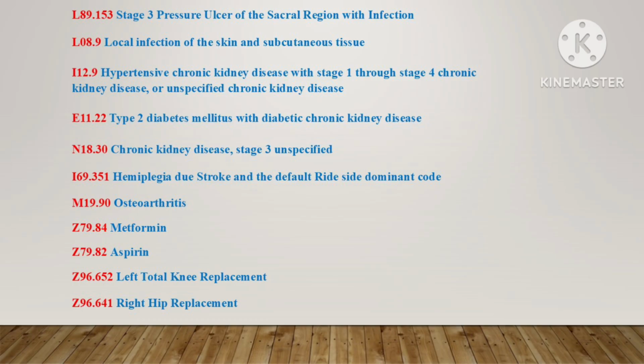Other codes: for osteoarthritis is M19.90. For metformin is Z79.84. For aspirin is Z79.82. For left total knee replacement is Z96.652, and for right hip replacement is Z96.641. So, this is our complete coding profile for the sample chart.